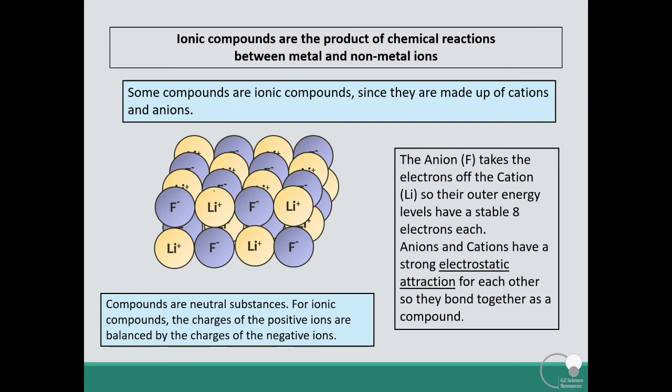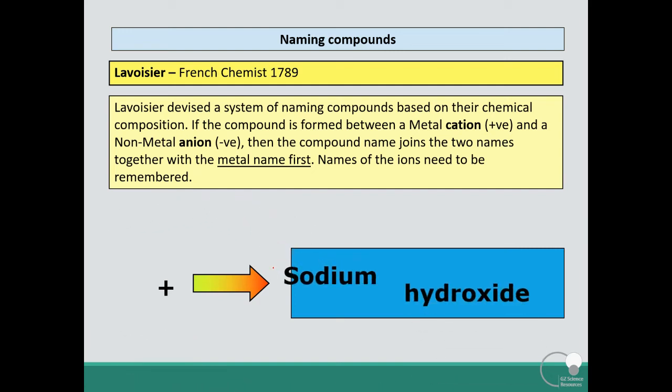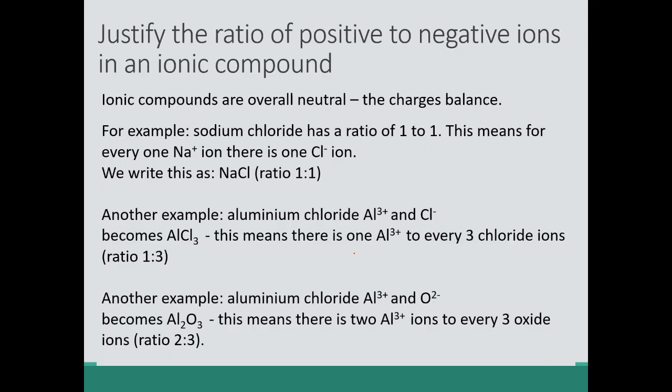Cations are the positive ones and anions are the negative ones. We always have cations and anions. They both become stable and they have a strong attraction to each other. You have to remember this is strong bonding. The way we name this, we take the sodium and the hydroxide, so this is our positive ion and this is our anion. And always do the metal, the positive cation, first.